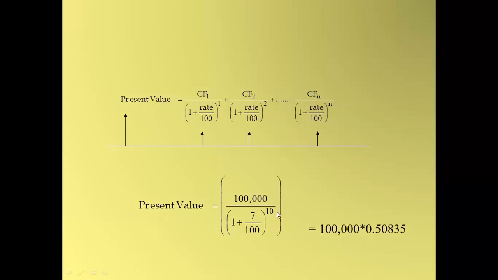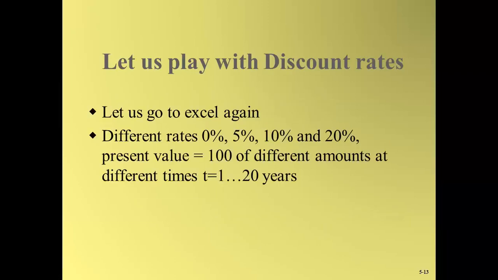And that means I need to have 100,000 times 1 over 1.07 to the power 10, the value of which is 0.50835. And that times the initial starting value, 100,000, gives me $50,835. Which means if I start with $50,835 at 7%, I will end up with $100,000 after 10 years.